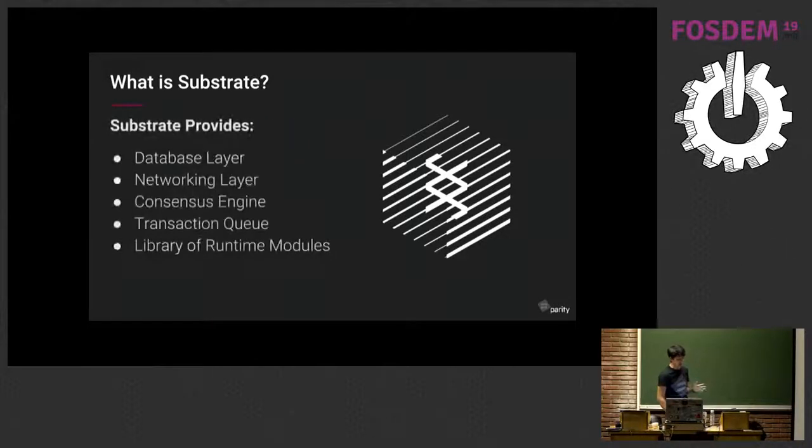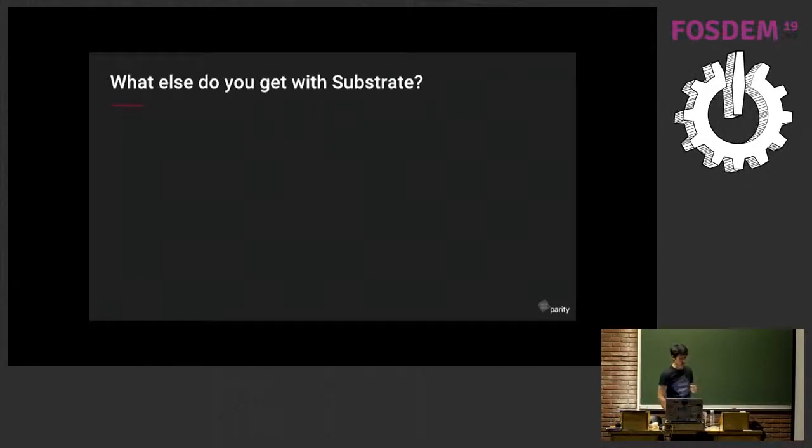Substrate provides you with everything you need to build a blockchain out of the box, all the same things I mentioned before: database layer, networking layer, consensus engine, transaction queue, and a library of runtime modules. You get all that with Substrate. But in addition, each of these can be customized and extended for your needs, which makes this a really, really powerful framework. There are some other things you get with Substrate as well.